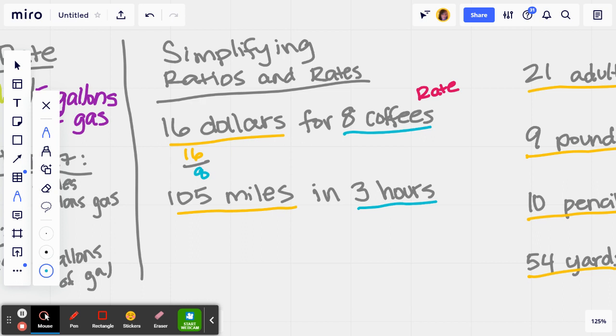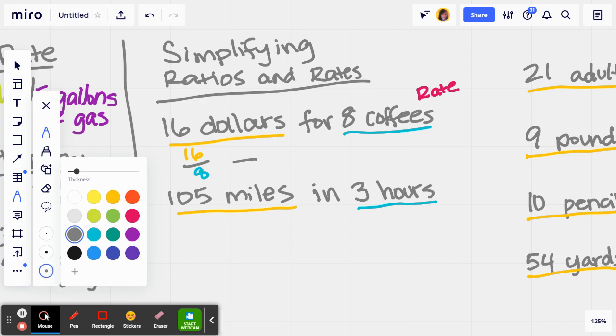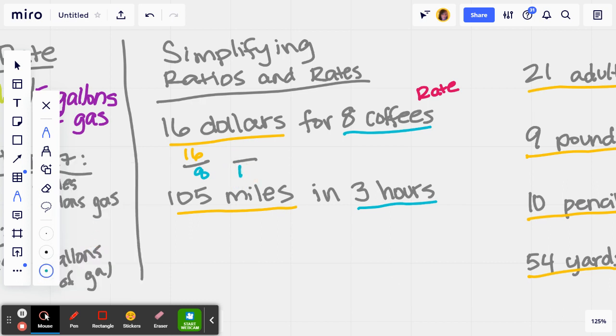Okay, and if I want a unit rate, remember, I want the bottom number to be a 1. Okay, so what did I do to get from an 8 to a 1? What did I multiply or divide by? Okay, so we divided by 8 on the bottom, and that means we're going to divide by 8 on the top. And our top number is going to be 16 divided by 8 is 2. So that tells me that the unit rate is, I can spend $2 for 1 coffee.